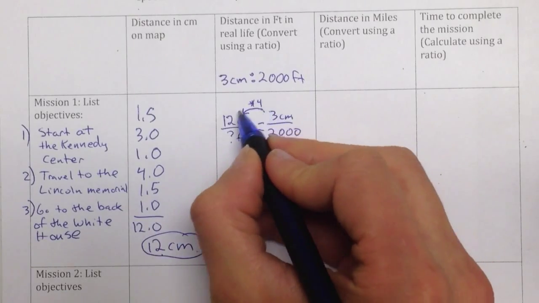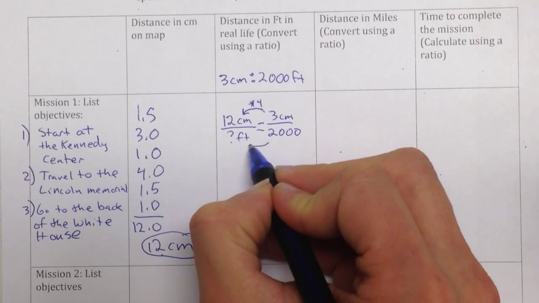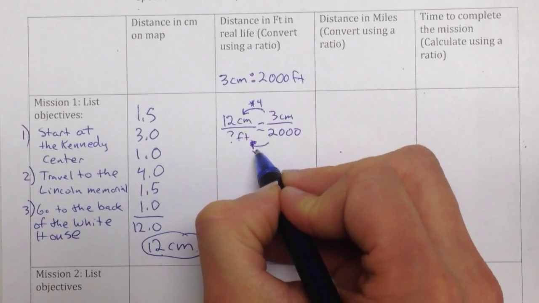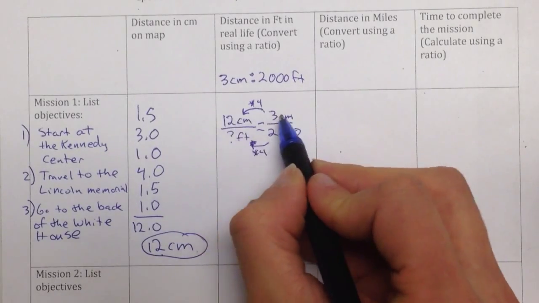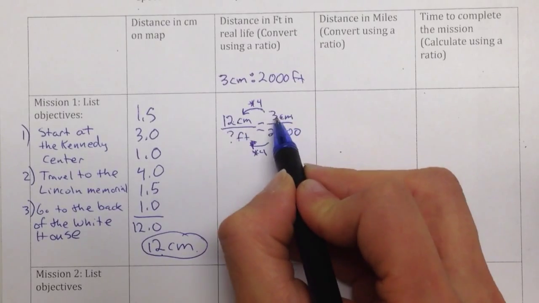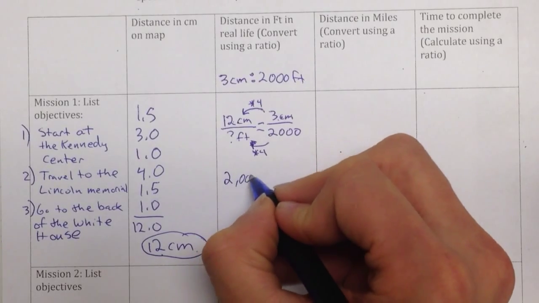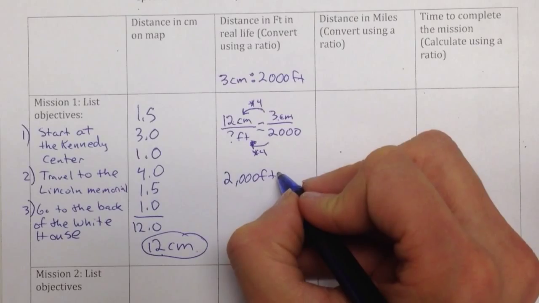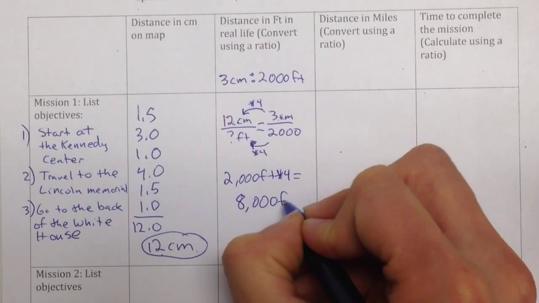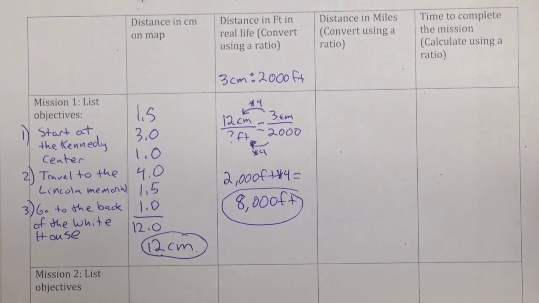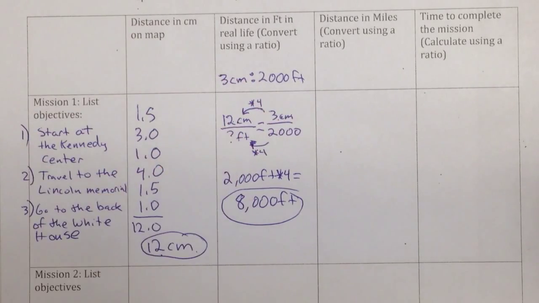If I'm multiplying the top by 4 to make an equivalent ratio, I have to multiply this also by 4. So again, I start by asking, what's 12? How does that go to the 3? 12 divided by 3 is 4, so 3 times 4 is 12, and I do the same thing. 2,000 feet times 4 gives us 8,000 feet as our distance. So we used our scale ratio to convert our centimeters into 8,000 feet.